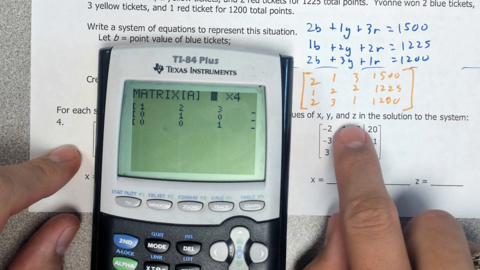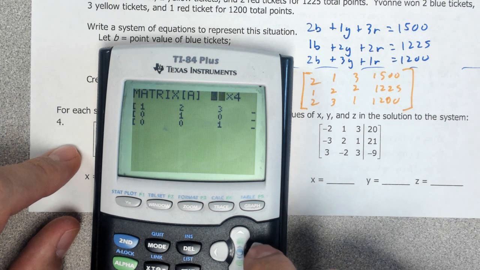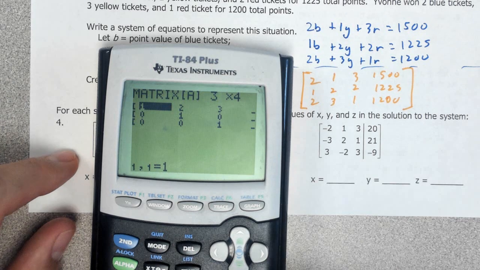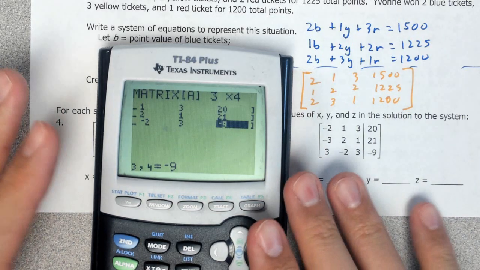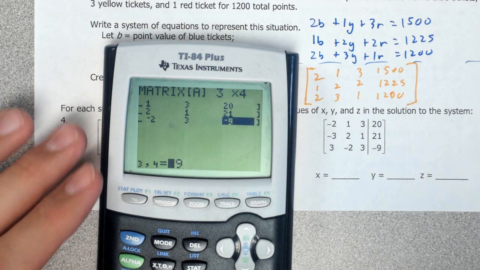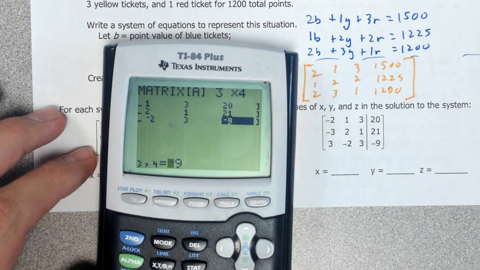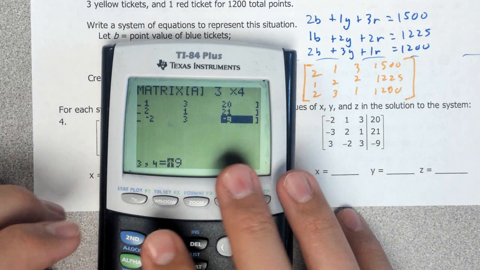This is a 3 by 4, so I'm going to leave it 3 by 4. Go to my first spot and start plugging in. -2 enter, 1 enter, 3 enter, 20 enter, -3 enter, 2 enter, 1 enter, 21 enter, 3 enter, -2 enter, 3 enter, -9 enter. Again, I get to the end, I make sure I press enter. You can't do it too many times, it won't cause a problem. And now I must quit.